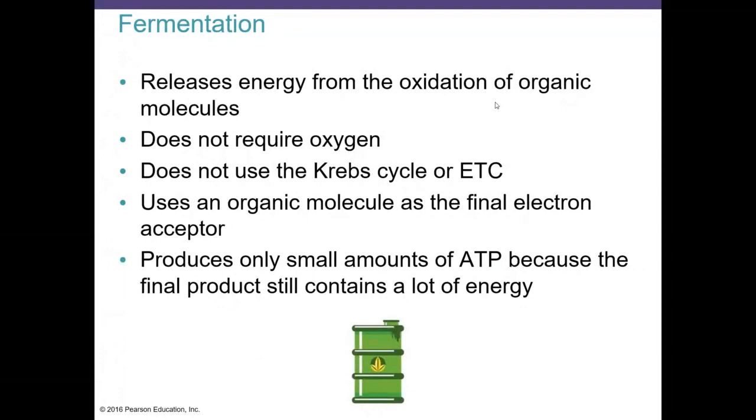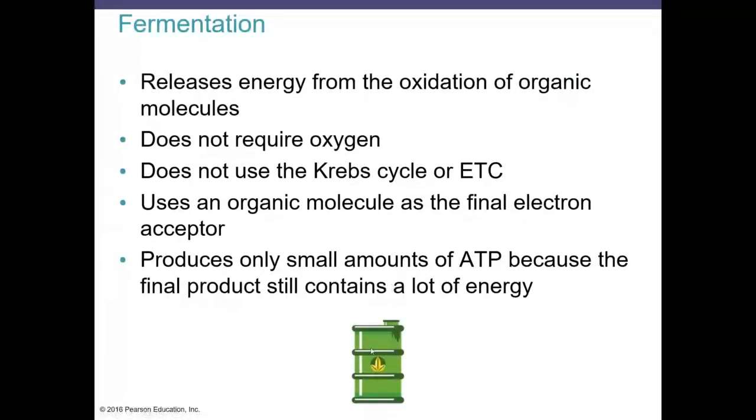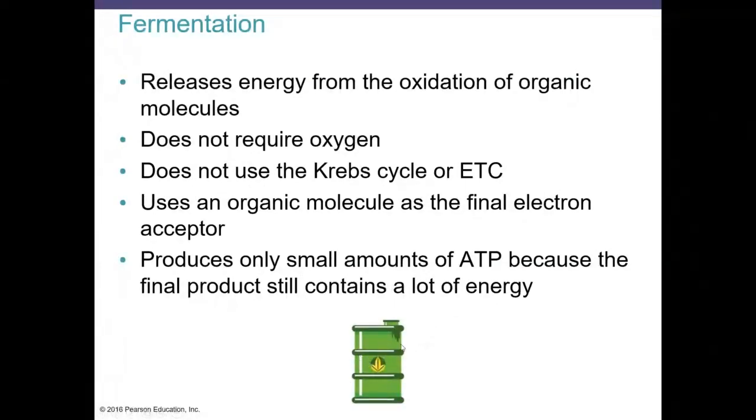And only small amounts of ATP are produced because the final product still has a lot of energy. Again, this is a can of ethanol. If you've ever had any kind of alcohol around, it's very flammable. The reason it's flammable is because it contains a lot of energy. We didn't pull the energy out of glucose to make ATP. We put it into this molecule, all right? And so this molecule still retains a lot of that energy.